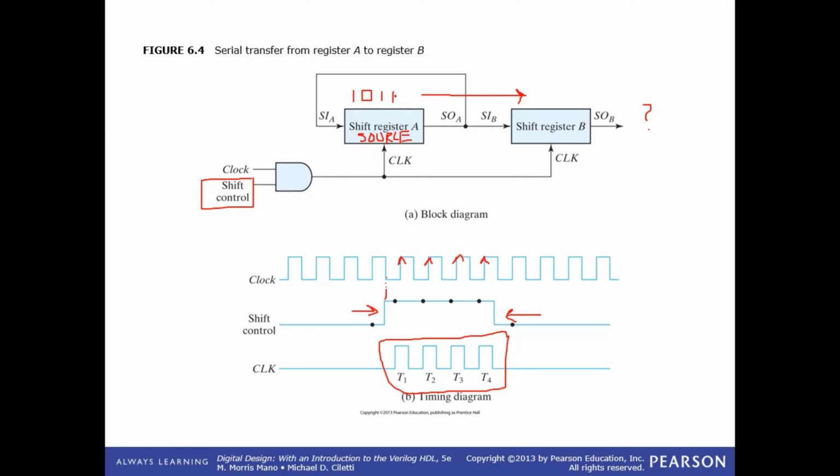How? First of all, this 1 would be transferred over here. Then 1 would be transferred over here as well. The second thing that would be transferred is a 1 again, to the input of this SIB again. Then a 0 over here again. Then a 1 and a 1 over here again. Is the working of this serial transfer from register A to B clear? Any questions?